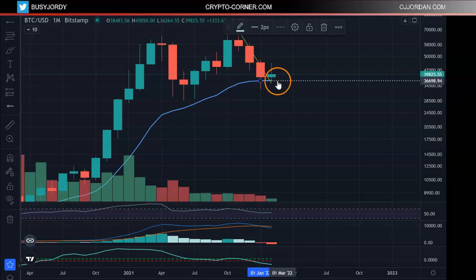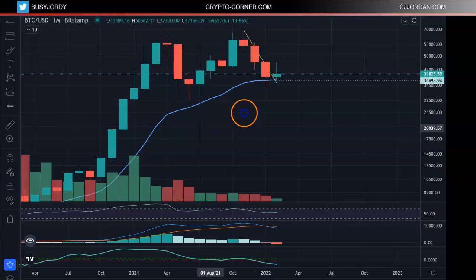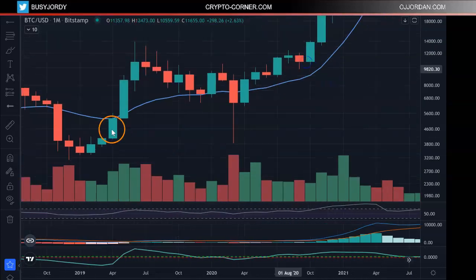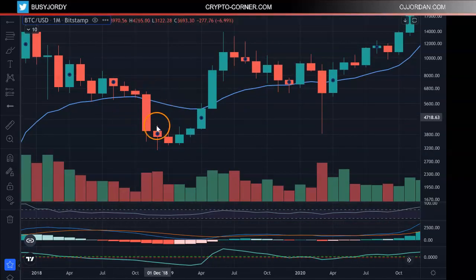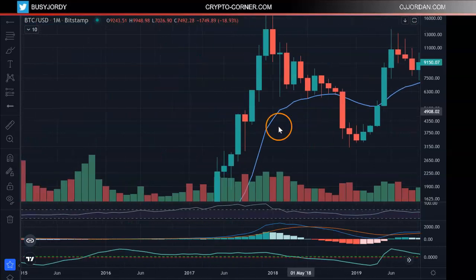Dropping below this moving average would actually mean a prolonged bear market. If we look back in time, what we will see here is what happened in 2018. After the very strong rally in 2017, we started a correction, and that correction took us to this 21 exponential moving average.